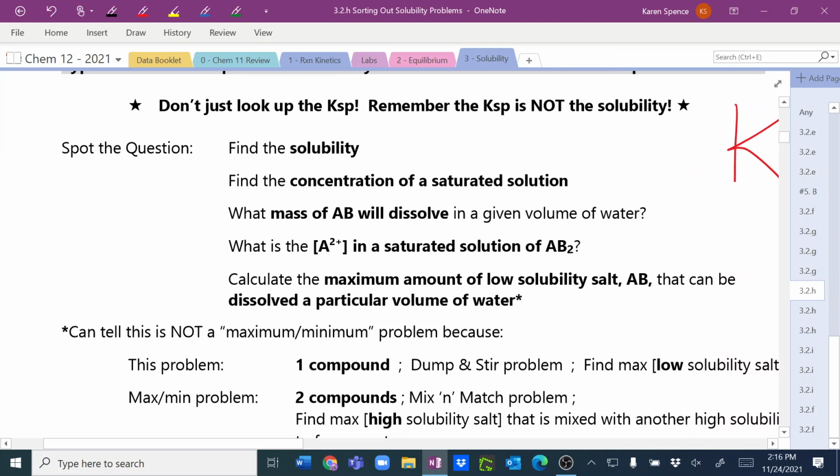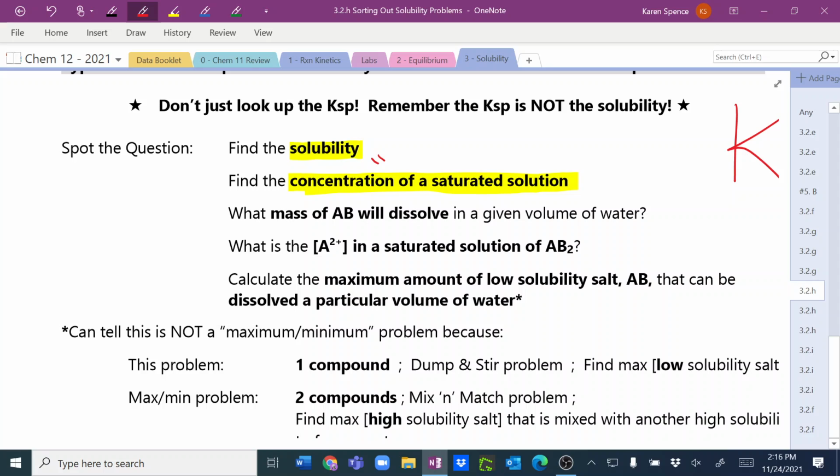So spotting the question, you're going to look for words, find the solubility. Oh, that one's pretty straightforward. Find the concentration of a saturated solution. Because guess what? What is solubility? Those two are the same. What mass of AB will dissolve in a given volume of water? That one's a little trickier, yes?